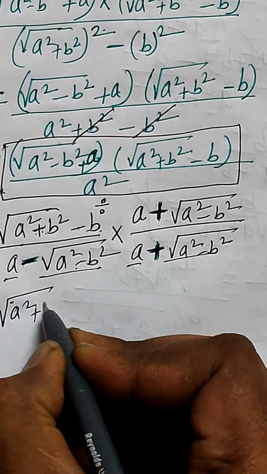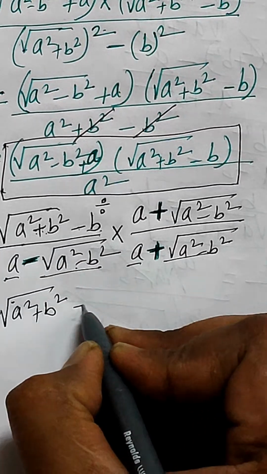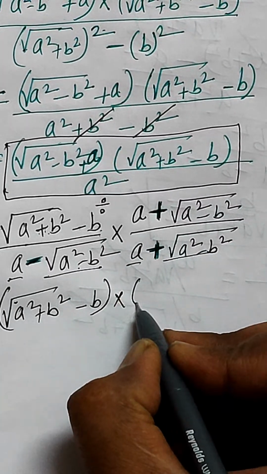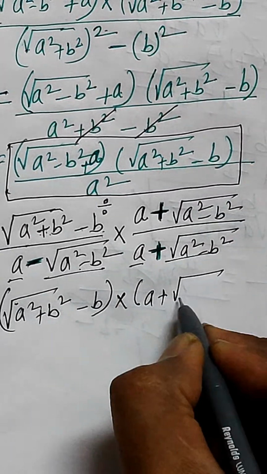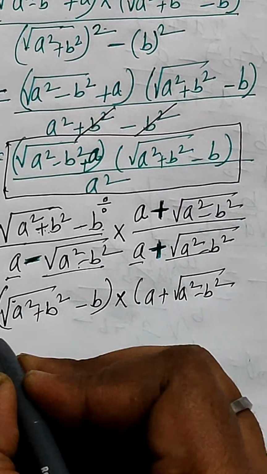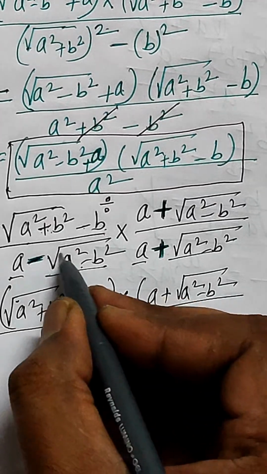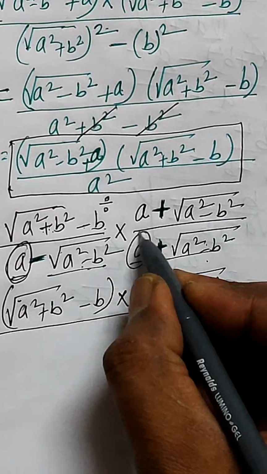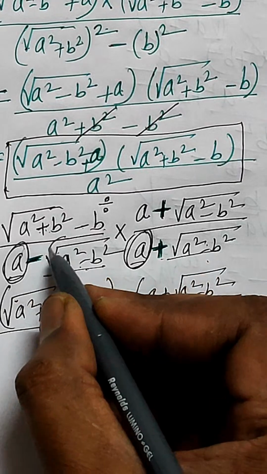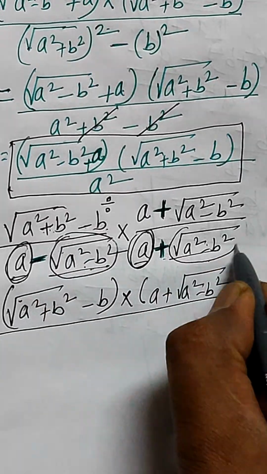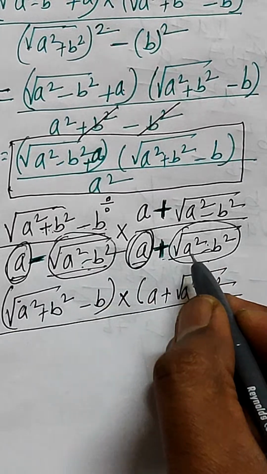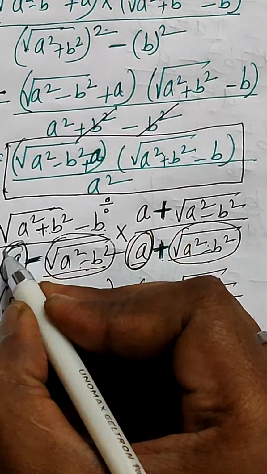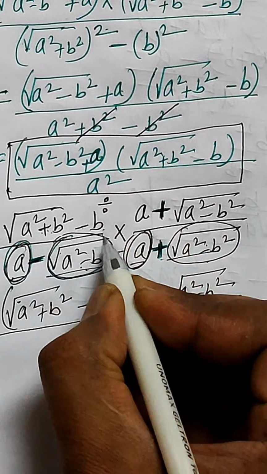So root over of a square plus b square minus b, this is multiplied with this one, a plus root over of a square minus b square, and whole will be divided by a minus b, a plus b. That means if this is x and this is y, then x minus y, x plus y will be equal to x square minus y square, isn't it? Let me highlight it in a different color. Let me use the green pen over here.